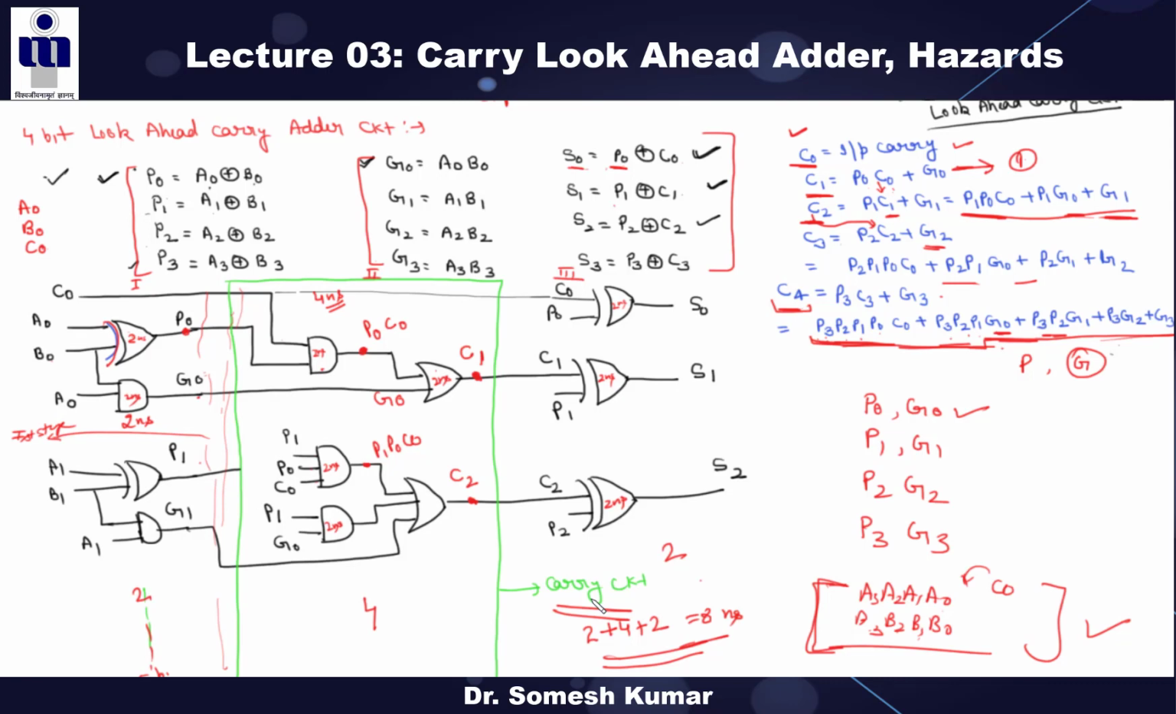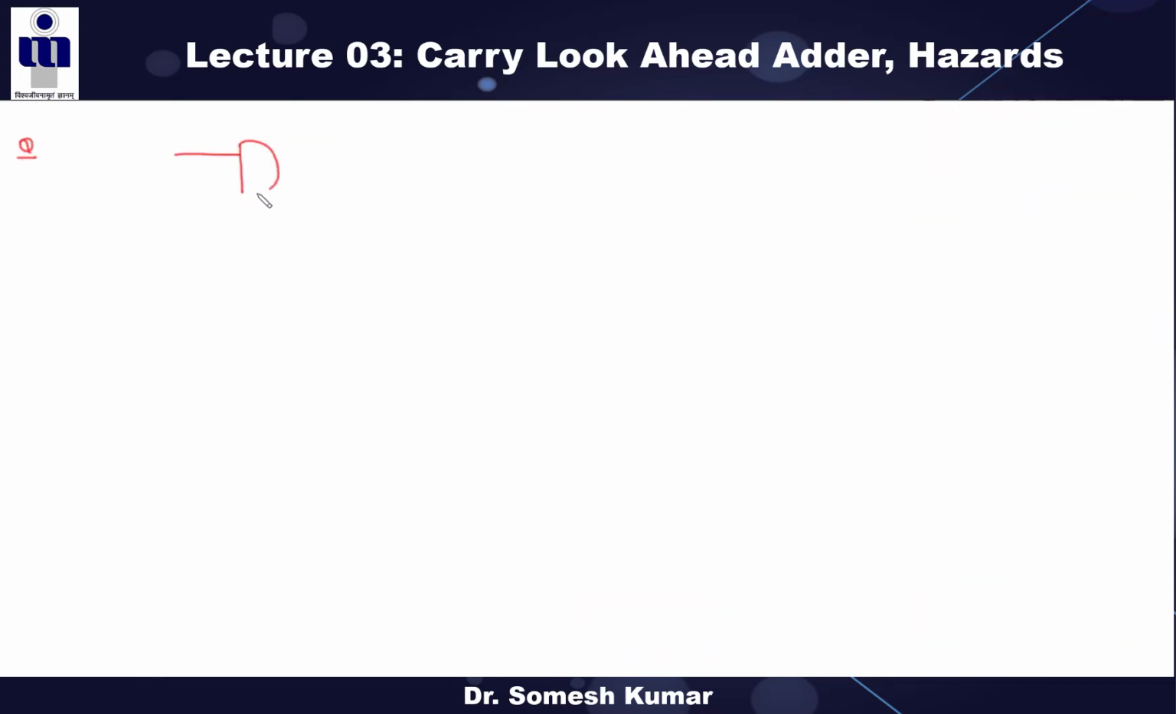In the parallel adder, we calculated the delay, and that carry delay time is added. Clear? So this is the advantage of this 4-bit look ahead carry adder circuit. This is your AND gate.